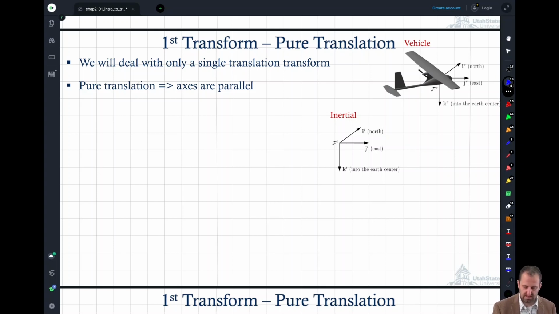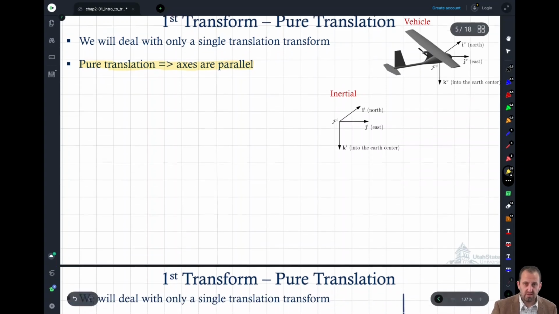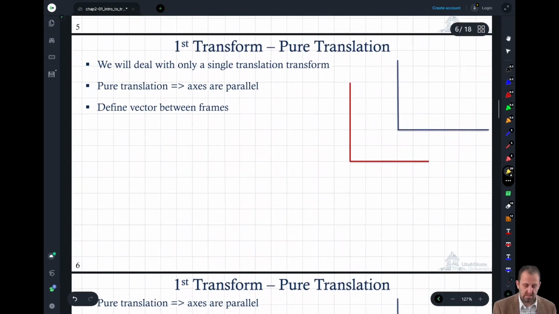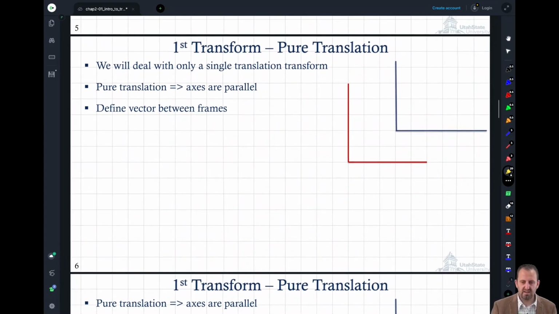But the big thing to note with pure translations is that the resulting axes are parallel. And we saw that over in the little Ross sim. Okay, so it's a fairly simple transform. The thing we have to do with this transform is that we need to define a vector between the two sets of axes. So now I'm going to jump into just a two-dimensional example to make this vector a little bit easier and the notation easier to write down.